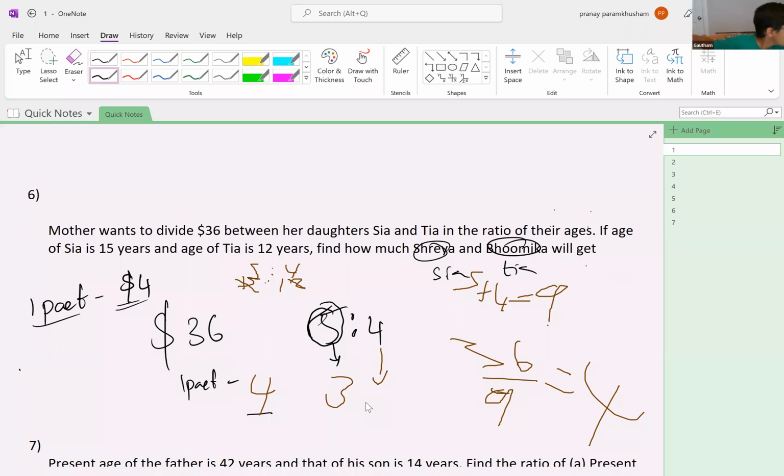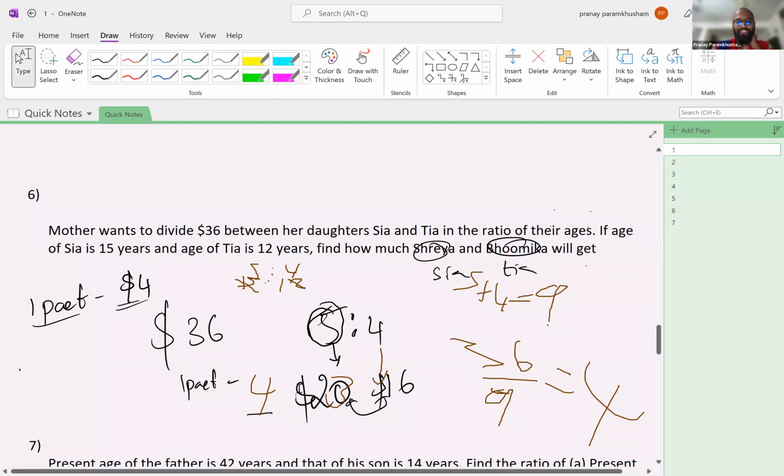If for one part she's getting $4, and she's having 5 parts with her, how many dollars is she going to get? $20. Yeah, so Sia will get $20 and Tia will get 16. Yes, when you add them, is it 36 or not? Yeah, it does equal that.